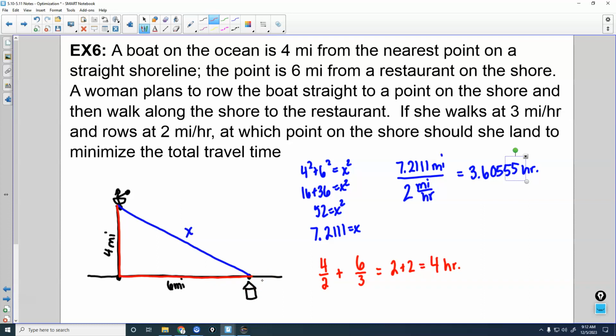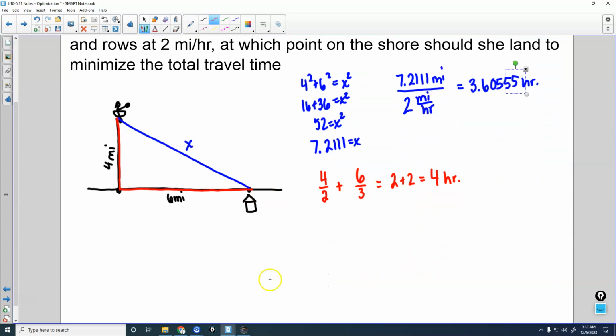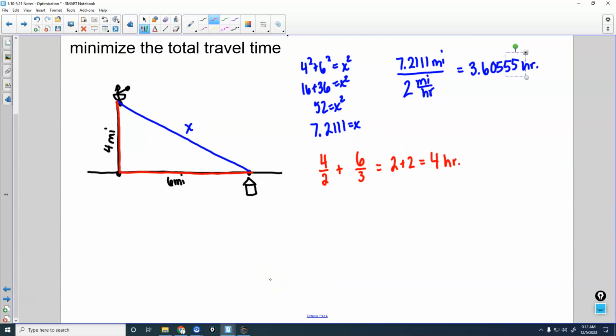However, more than likely, there is a third option that is going to be the most efficient. So that third option that is possibly going to be most efficient is for her to row somewhere along here and then walk the rest of the way.